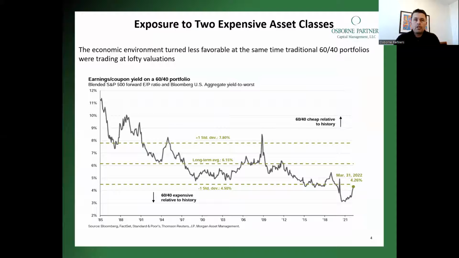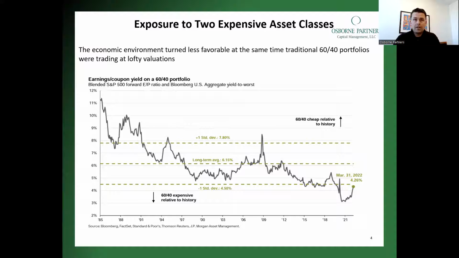Another primary concern of ours was valuation. This graph shows the weighted average earnings and coupon yield of the traditional 60-40 portfolio. And the easiest way to read this graph is the higher the metric is, the cheaper it is relative to history. The lower this metric is, the more expensive it is relative to history.